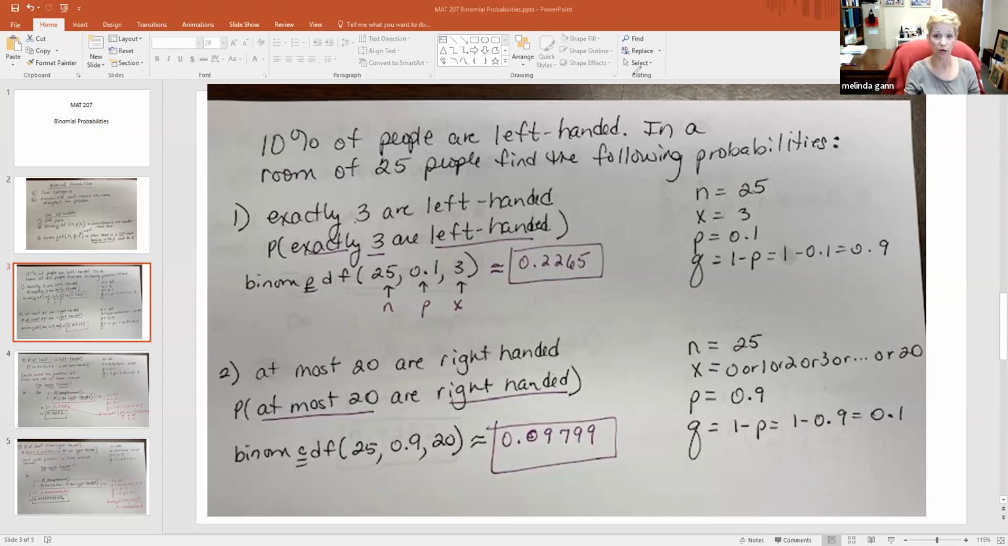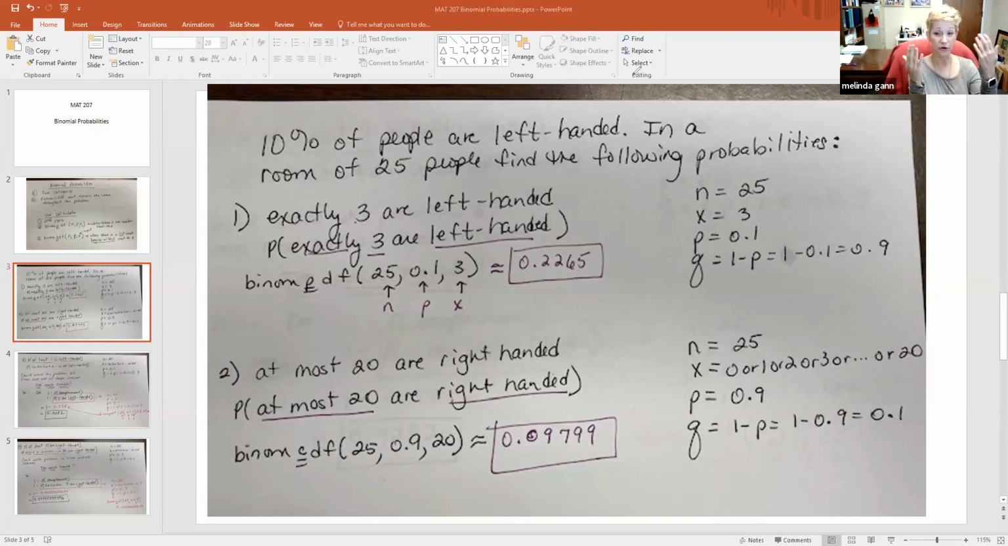All right, let me show you one more real quick. All right, look at this one. What's the probability that at least 10 are right-handed? Now remember what I said. What does at least 10 mean? It doesn't mean less than, it means that number or more. So at least 10 literally means 10 or 11 or 12 or 13 all the way to or 25 are right-handed. So we think it's binomial.